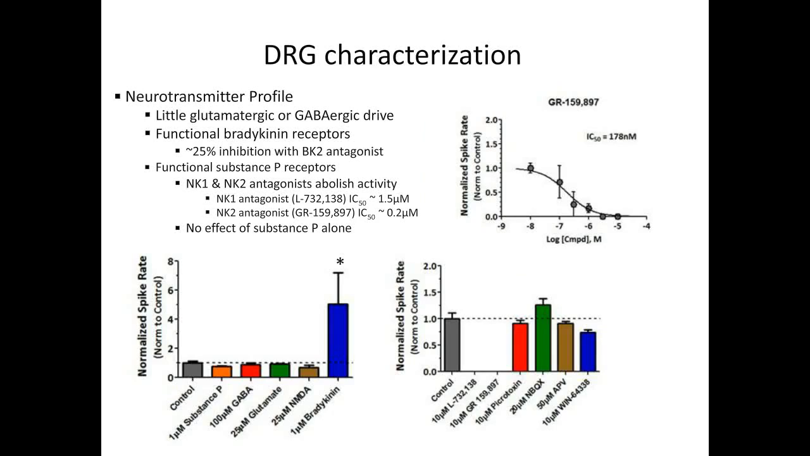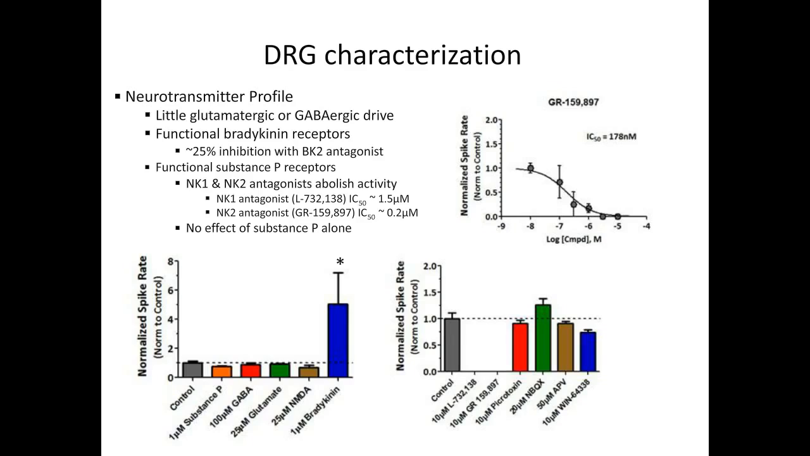So moving on from ion channels to actual receptors, we wanted to look at the neurotransmitter profile within these cultures. Obviously the first things we wanted to examine were the effects of glutamate and GABA in these cultures. If you focus on the bottom right-hand graph here, you can see that the effects of GABA, glutamate, and NMDA, in the red, green, and brown respectively, really had no effect on activity, whereas if we applied bradykinin, this had a rather robust increase in activity. The effects of substance P, in orange, are shown, in which it also did not have an effect on increasing activity.